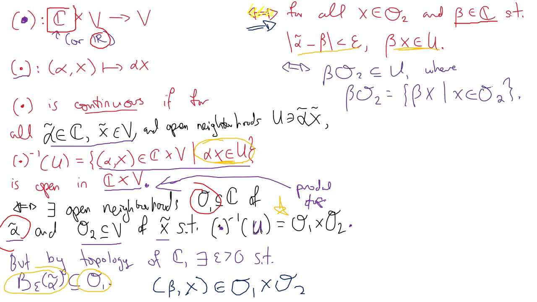And then lastly, if we define the set beta O2 to be the set of beta times x such that x is in O2, then we can rephrase this as saying that beta O2 is contained in U. So given any vector topology, by definition, this is really just a topology on your vector space, except with the necessary criteria that scalar multiplication is continuous, as well as vector addition is continuous.